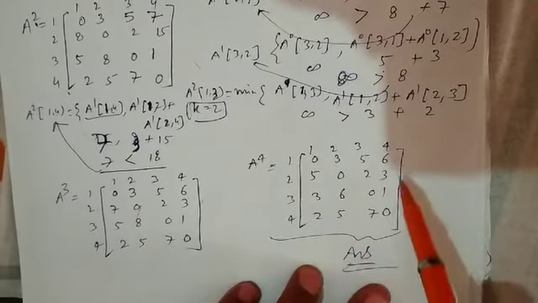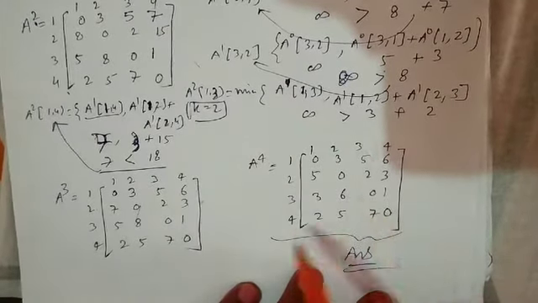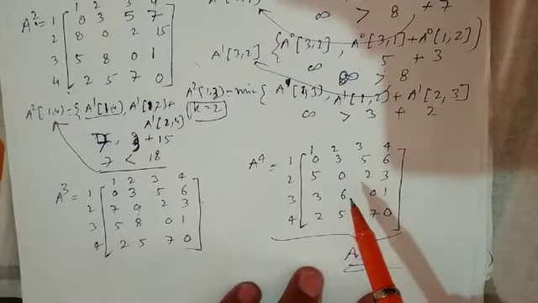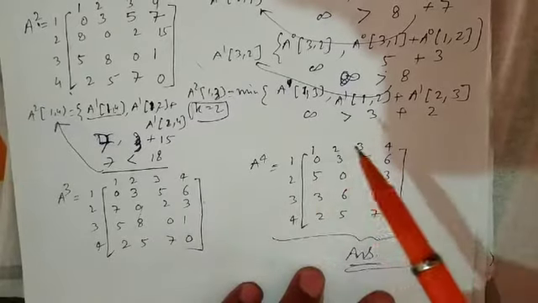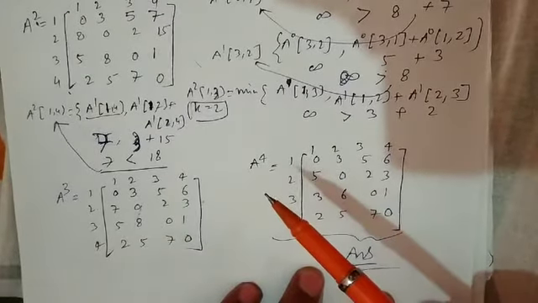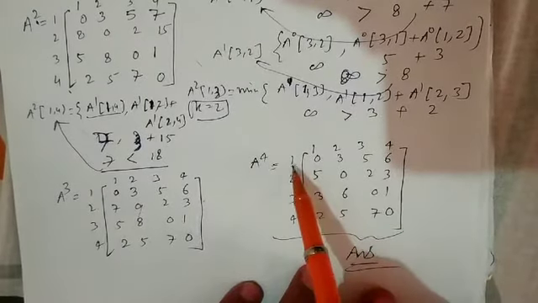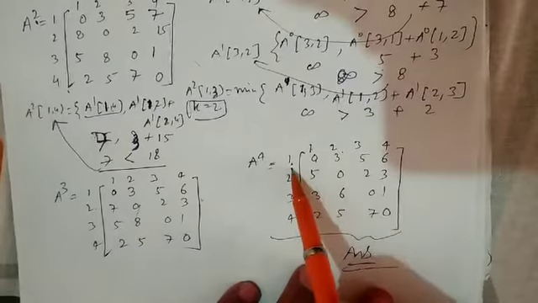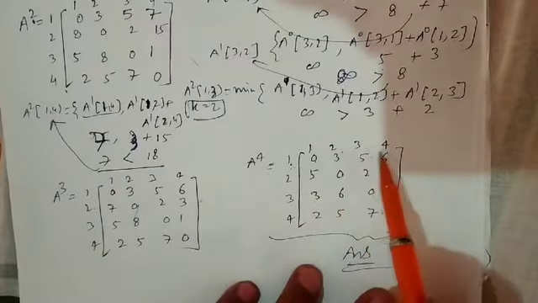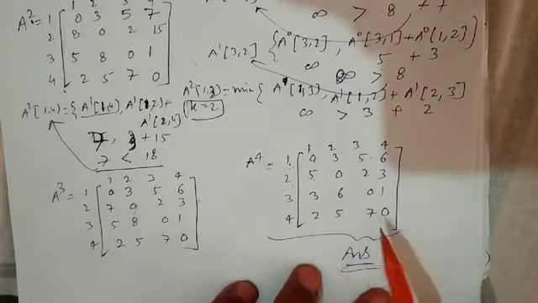So basically this comprises the final answer. This comprises all the shortest paths which may go through node 1, node 2, node 3 or node 4. Just see here, this is our final answer. The shortest distance between 1 and 1 is 0, between 1 and 2 is 3, between 1 and 3 is 5, 1 and 4 is 6, 2 and 1 is 5, 2 and 2 is 0, and so on.